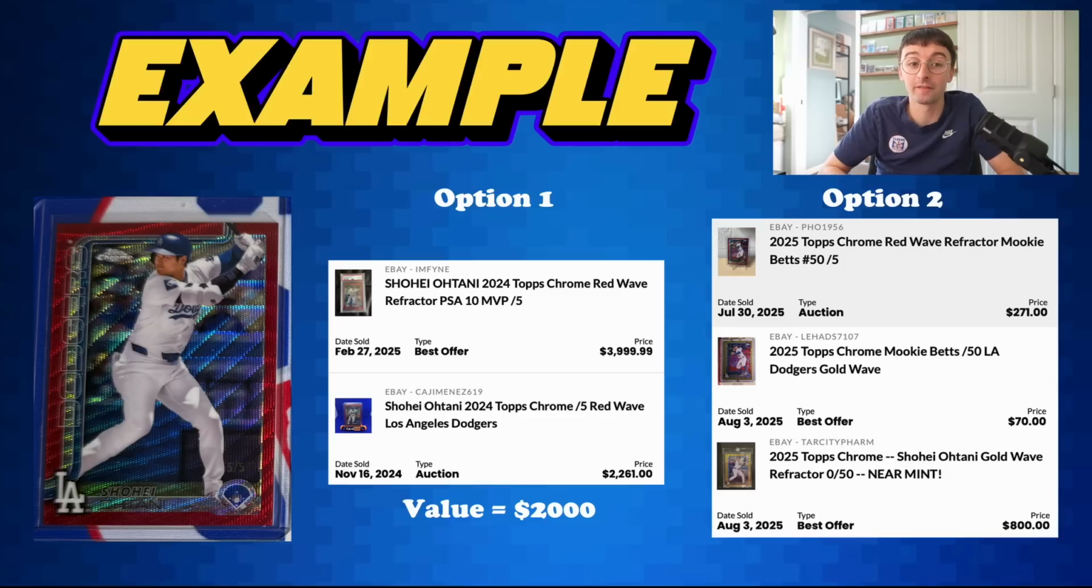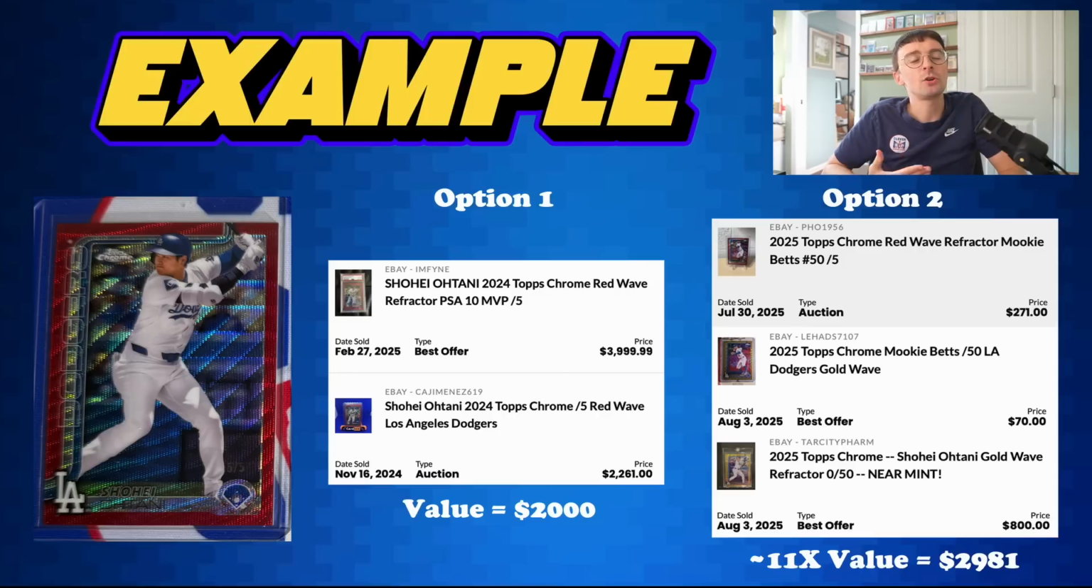The second option that I gave, we're looking at, so we found a Mookie Betts Red Wave Refractor numbered out of 5. So that one sold on July 30th for $271. So we've got a clear value there for a Red Wave in 2025. Then we found recent comps on 2025 Gold Ohtani. So same players. We got an Ohtani, we have a Mookie. The Mookie did 70 and the Ohtani did 800. So the Ohtani is about 11 times more valuable than the Mookie is from a market perspective. 11x value puts the Red Wave at $29.81.